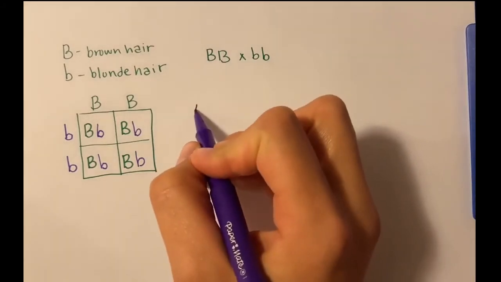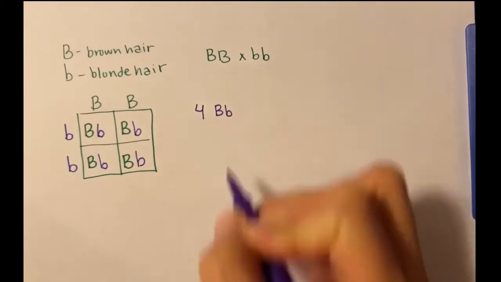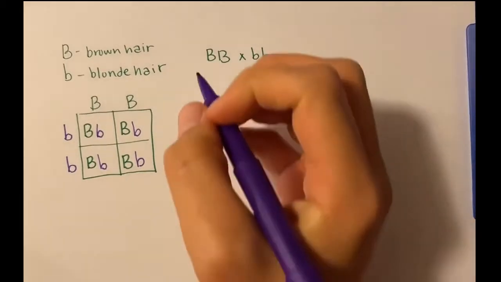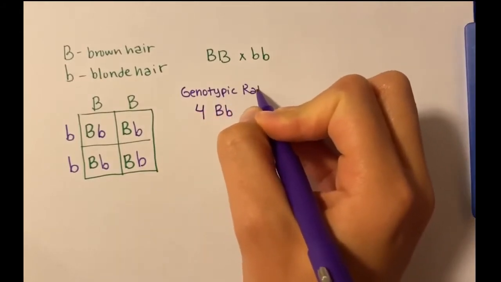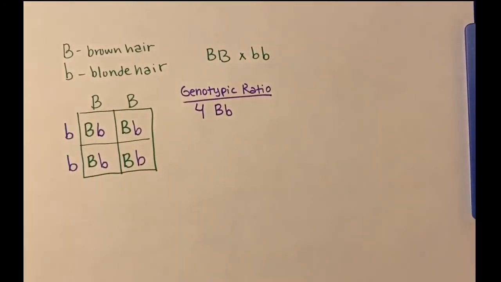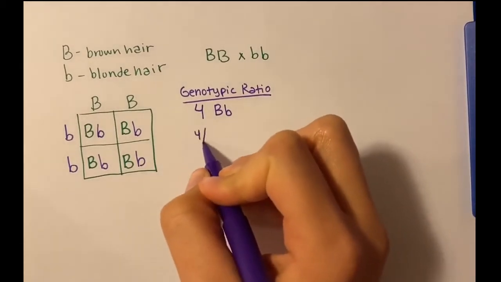Notice that they're all the same. 4 of the genotype big B, little b. This is your genotypic ratio. It's not much of a ratio because there are no other genotypes. You can also report this ratio as a fraction or a percentage.